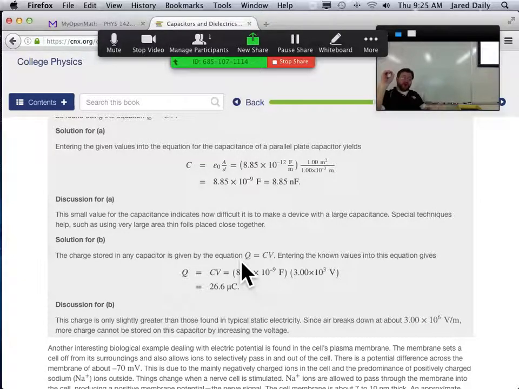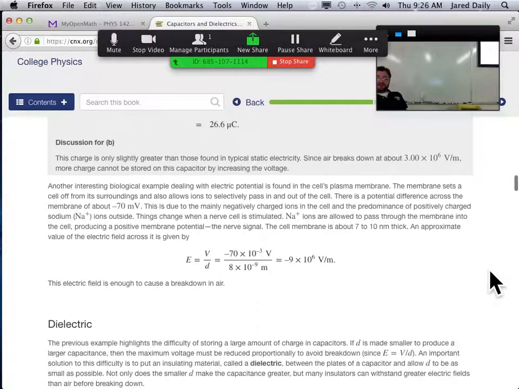So if you apply a certain voltage, then you can calculate the amount of charge on that capacitor using that capacitance, which is exactly what they do here. We've already got the capacitance from part A. They tell us the voltage we want to apply, and the amount of charge that will move from one side to the other will be equal to C times V. So you do 8.85 times 10 to the minus 9 farads, which we got from part A, multiplied by the 3,000 volts that they give us, and we get 26.6 microcoulombs of charge passing from one side to the other to create that charge storage.